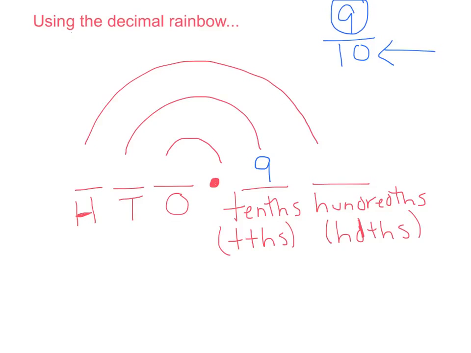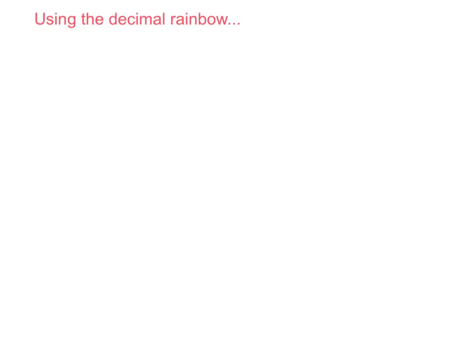We don't have to write anything in the hundredths place because we don't have any hundredths. And we could either leave the ones blank or we could put a 0 in the ones place. So our decimal would look something like this. And that would be the same as saying 9 tenths. Okay, let's say we're given a different fraction.